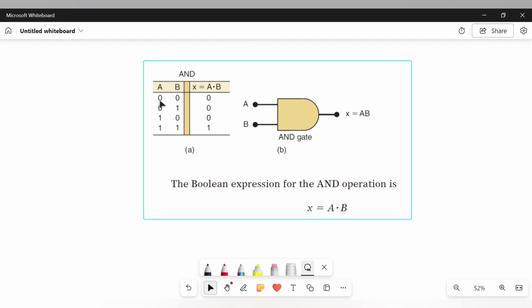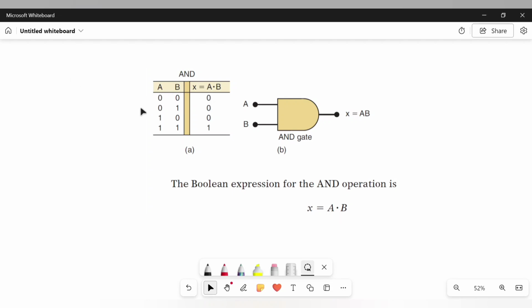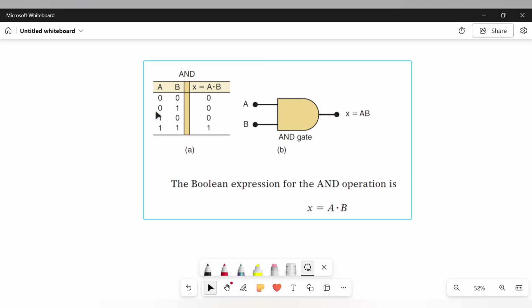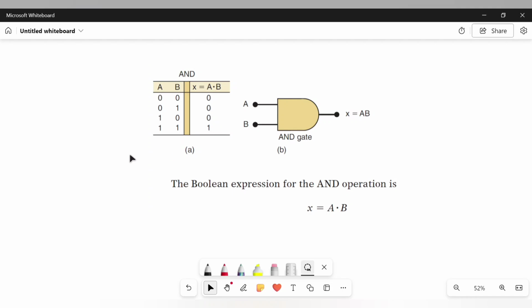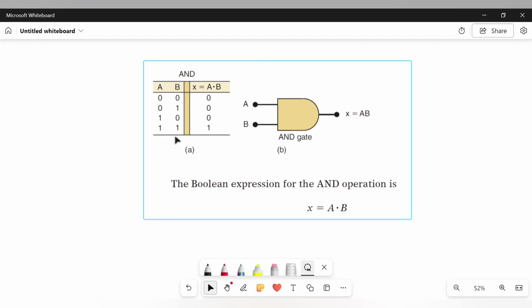In this case, these two inputs are 0. After multiplying, the output will be 0. One input is 0 and the other is 1. The multiplication output is 0, and in the same way, in this case the multiplication is 0, the output is 0. When the two inputs are 1, then we get the output 1.